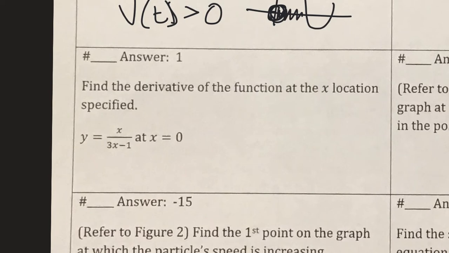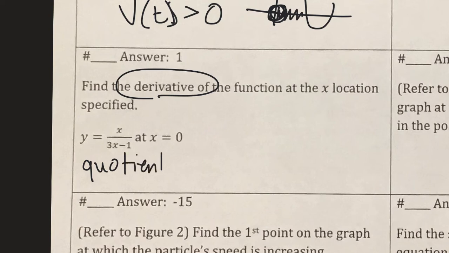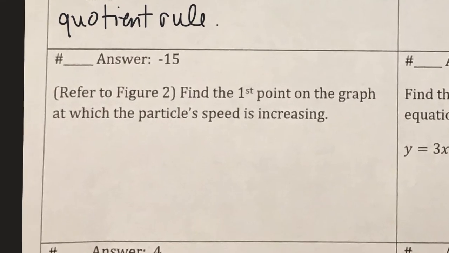Okay, find the derivative of the function. So this is, once again, a quotient rule because it's a fraction. Quotient rule: low d high minus high d low over low low. Okay, and then plug in 0 and get your answer. Okay, find the first point on the graph when the particle speed is increasing.